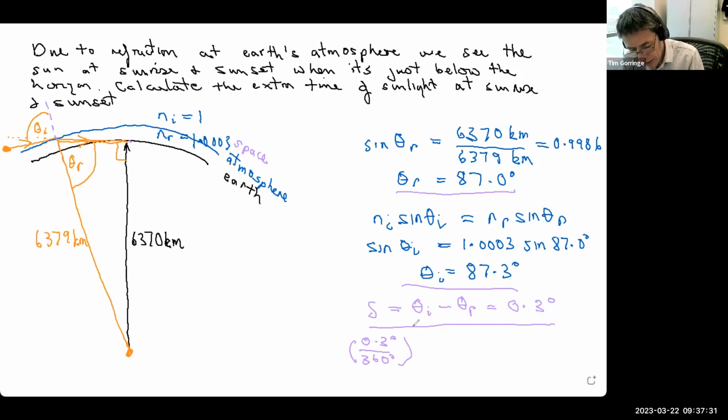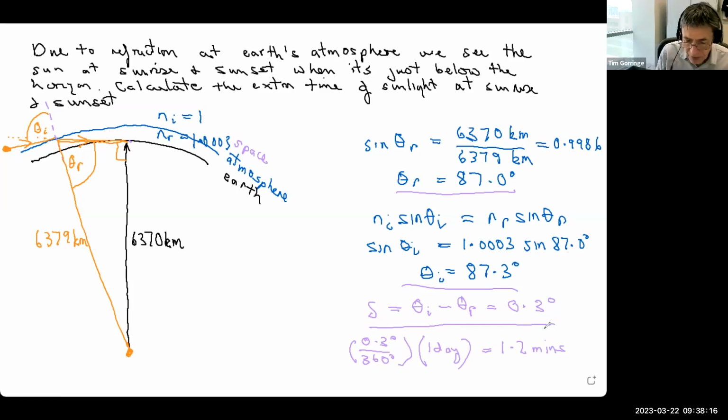If I multiply that by 1 day or 24 hours, that's going to be the extra time that I see the sun at sunset and sunrise. So if I calculate 0.3 degrees divided by 360 degrees, it's about a part in 1,000. I end up with a calculation that tells me I get an extra 1.2 minutes of sunlight at sunrise and 1.2 minutes of extra sunlight at sunset due to the refraction, the bending of the sun's rays as they enter the Earth's atmosphere.